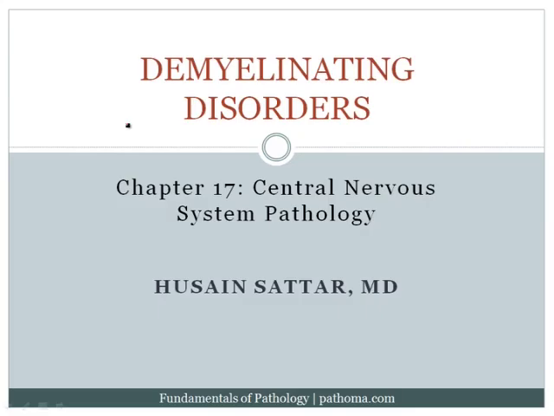Moving on to demyelinating disorders, recall that the axons of both the central and the peripheral nervous system are myelinated. The purpose of the myelin is to improve conduction across the axons. In the central nervous system, the key cell that myelinates the axons is the oligodendrocyte. And in the peripheral nervous system, the key cell that myelinates the axons is the Schwann cell.